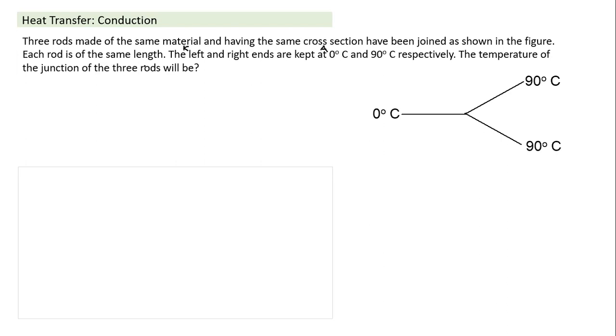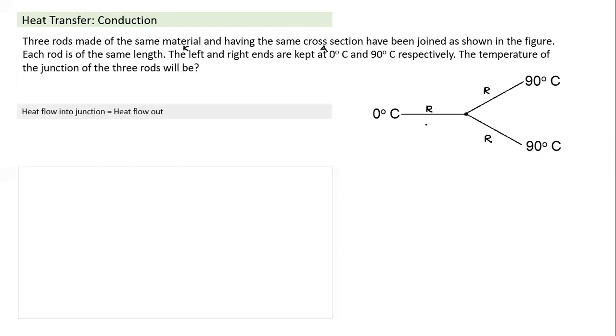And each rod is the same length. So length is the same, cross section is the same, material is the same. It means their thermal resistances are also equal. This is R, this is R, and this is R. If they were not equal, we could have written in terms of proportion also, as multiples of R. We could have taken a smaller one as R and written the others in multiples, which becomes very easy. And this is how the temperatures are maintained. We need to find the temperature at the junction here.